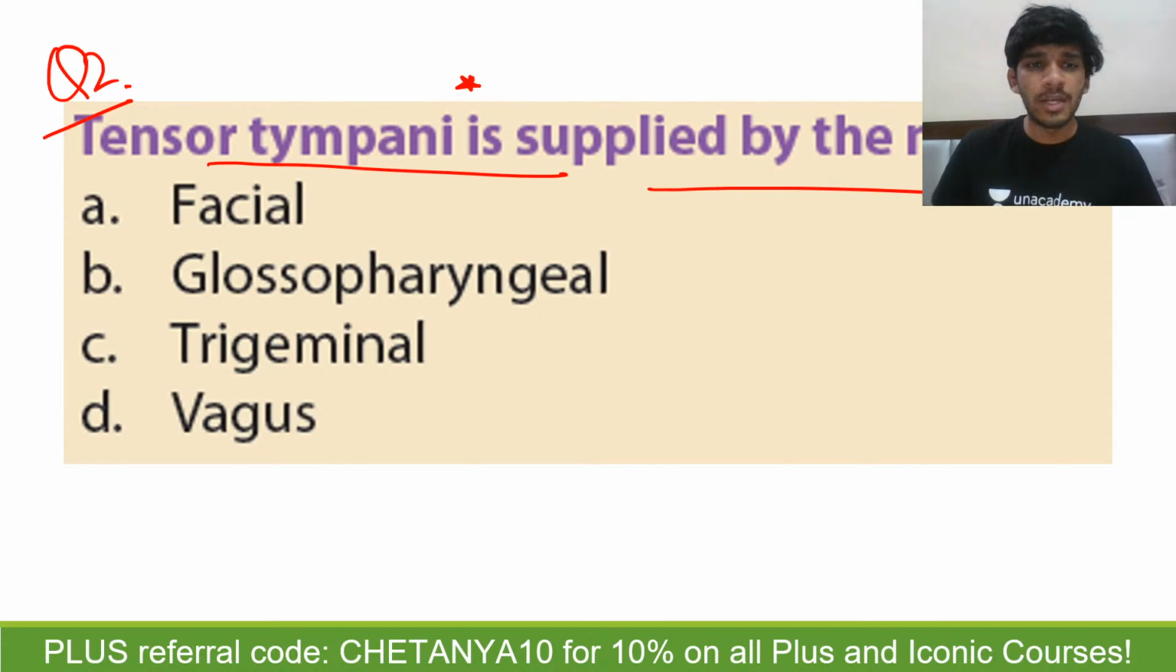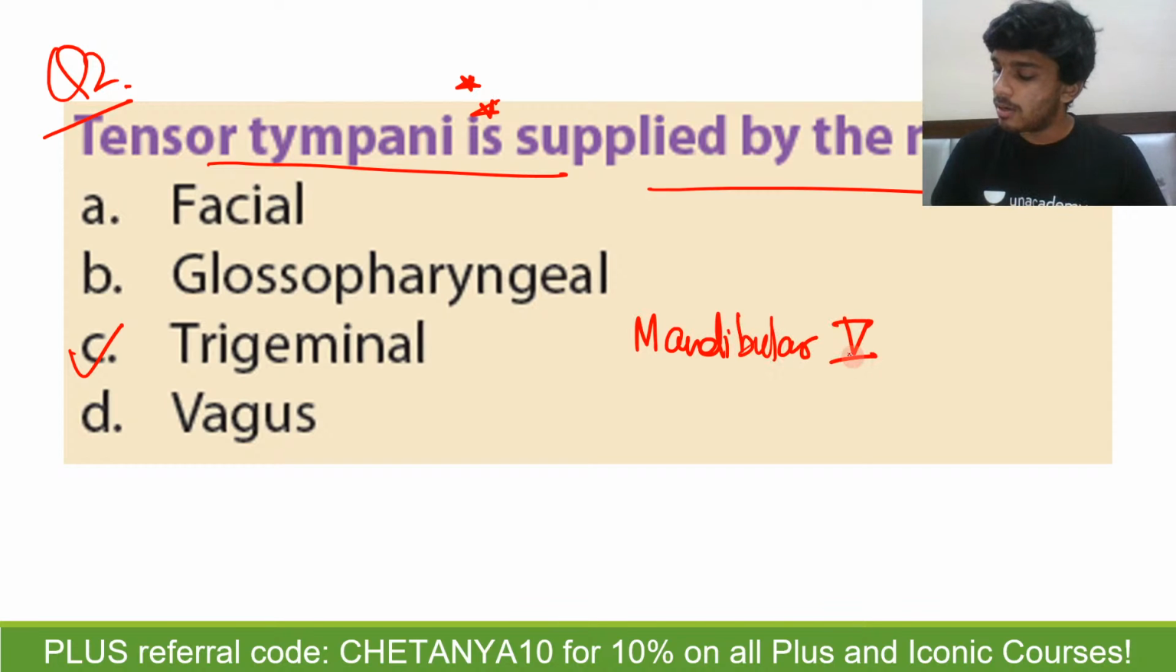Yes. So Himanshu Rateria said the answer is trigeminal. Absolutely correct. Tensor tympani muscle will be supplied by the mandibular division of the trigeminal nerve.